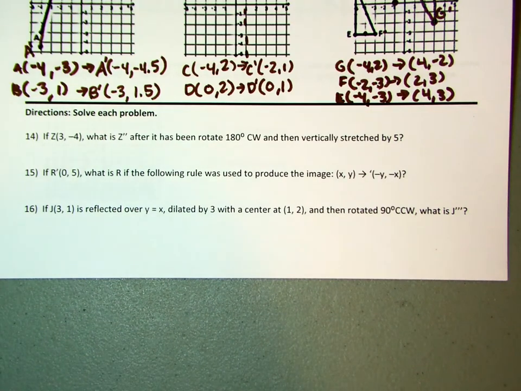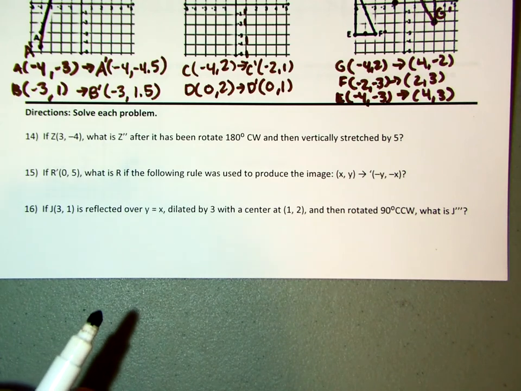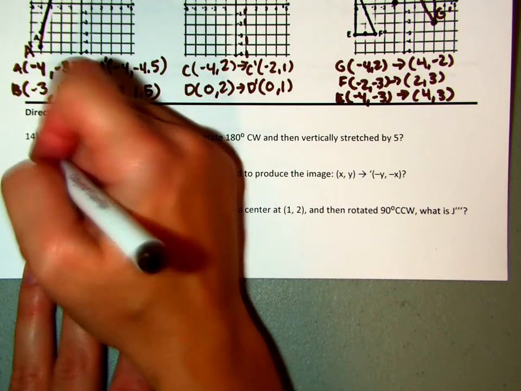On numbers 14 through 16, we're supposed to solve the problem. Number 14 says if z is at (3, -4), we're supposed to find z prime prime after it's first been rotated 180 and then vertically stretched. So let's start with z.